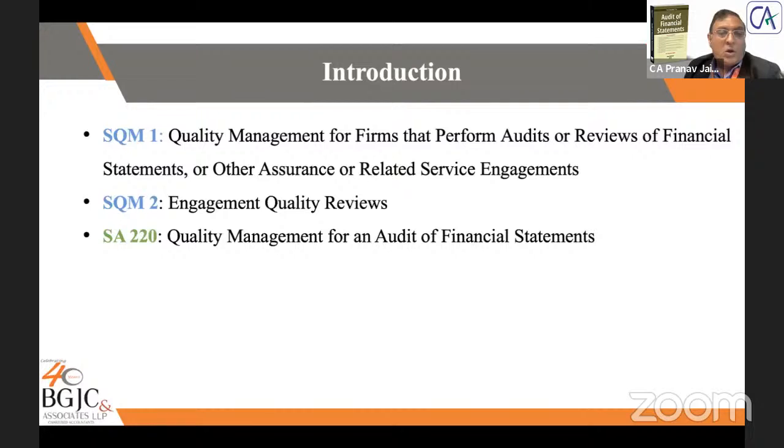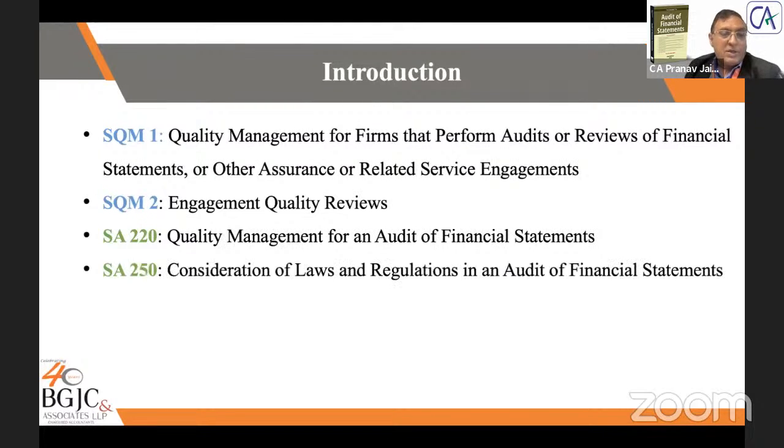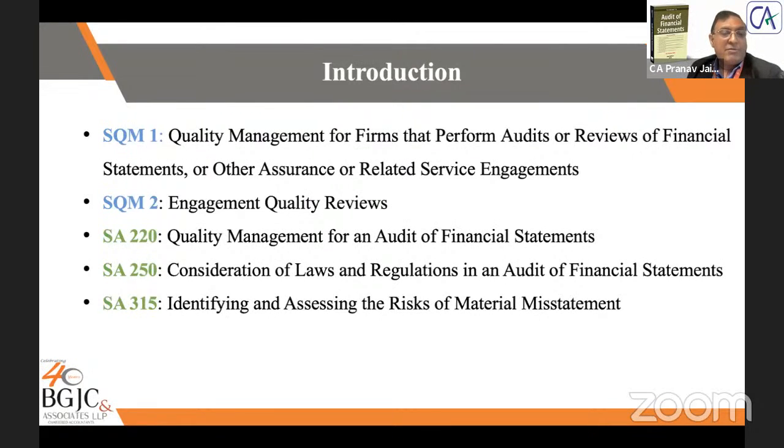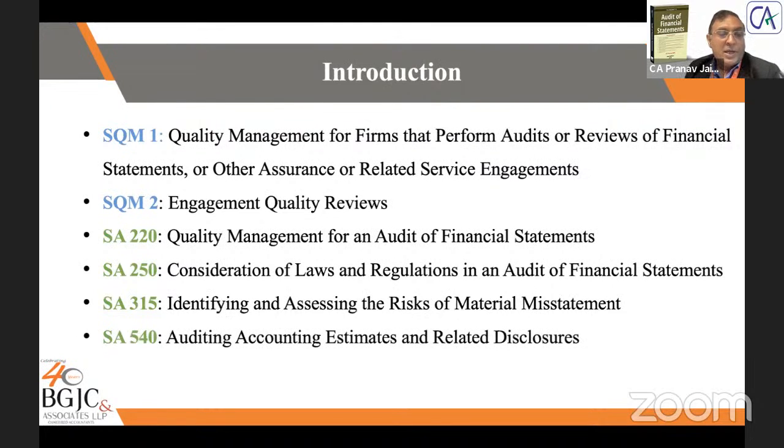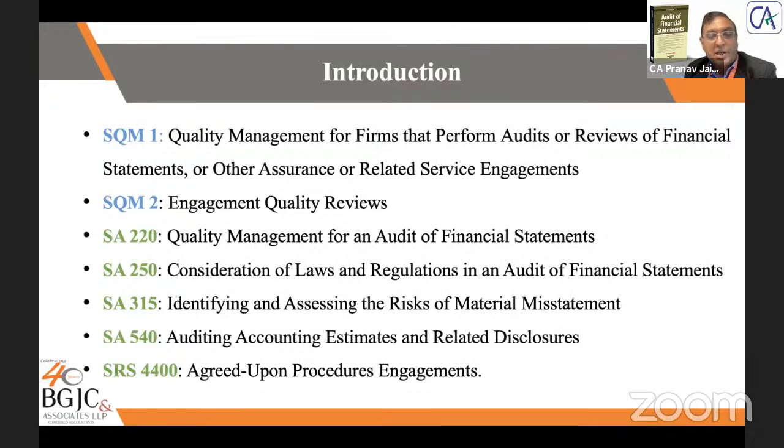SA 220, quality management for an audit of financial statements. SA 250, consideration of laws and regulations in an audit of financial statements. SA 315, identifying and assessing the risks of material misstatement. SA 540, auditing accounting estimates and related disclosures. And SRS 4400, agreed-upon procedures engagements. The first 2 standards are new standards, while the remaining 5 are revised standards with a change in name and the structure of the standard.